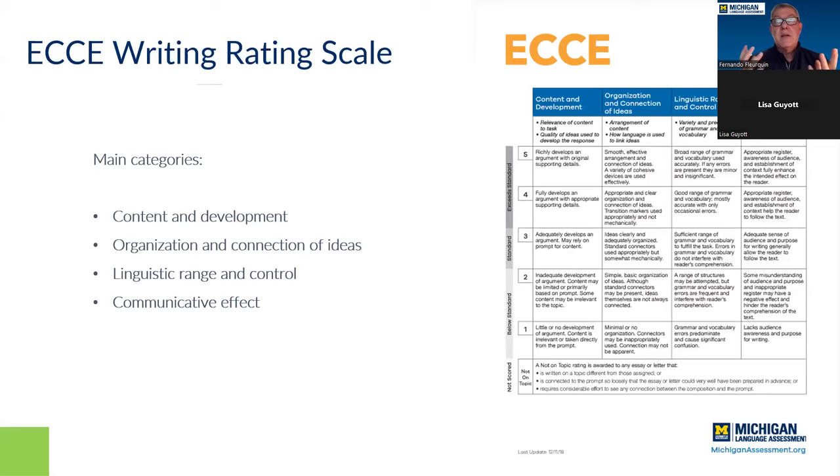Content and development is basically how relevant the content is to the task. Are they answering the prompt? What kind of ideas are they sharing? Or is it something generic that is not really addressing the specific topic? Is there enough information to support their arguments? You can see the different levels of performance under content and development, from below standard, when there is little or no development of the argument, the content is irrelevant or mainly taken from the prompt, up to richly developing an argument with original supporting ideas.